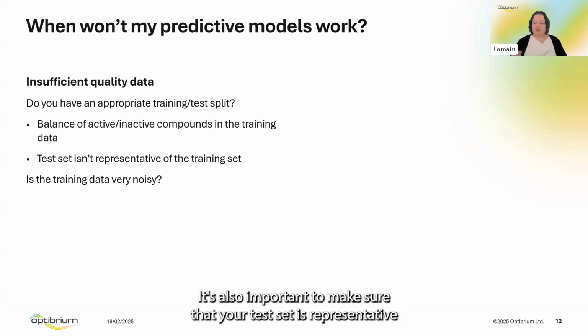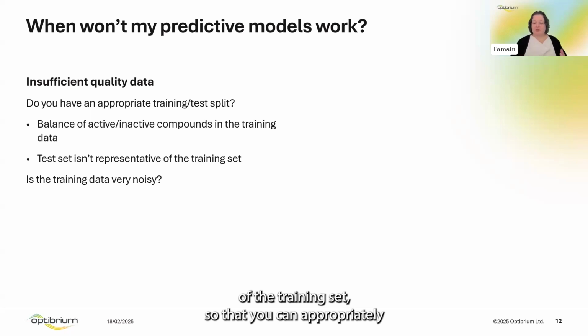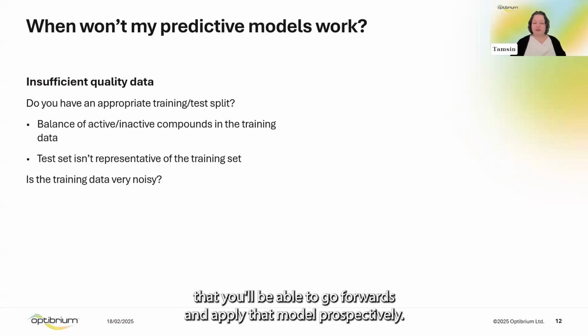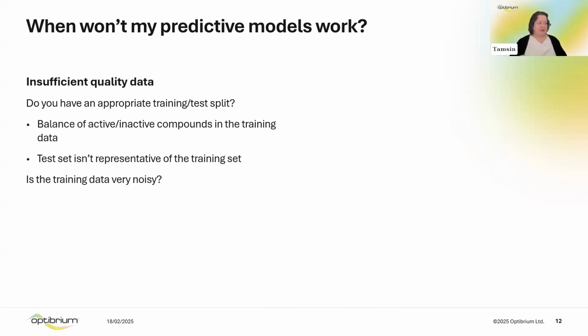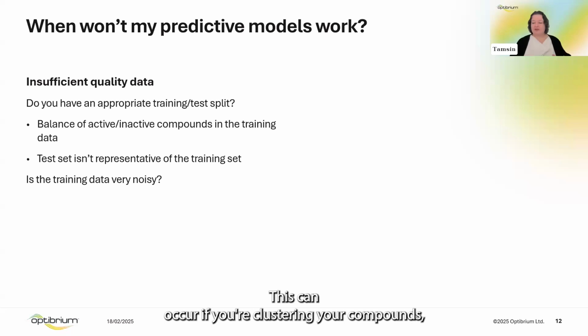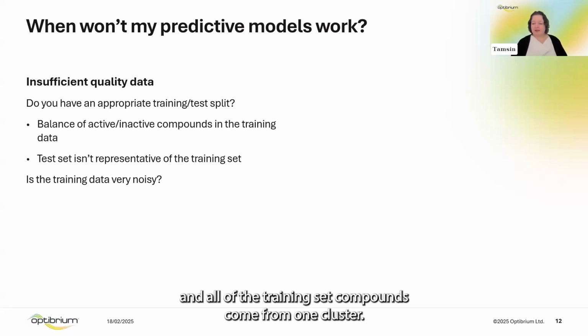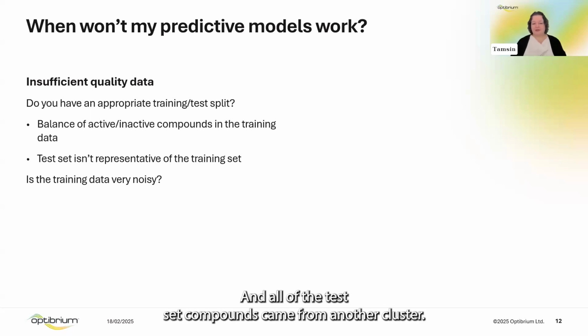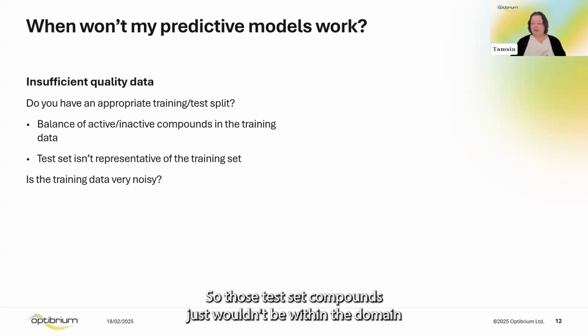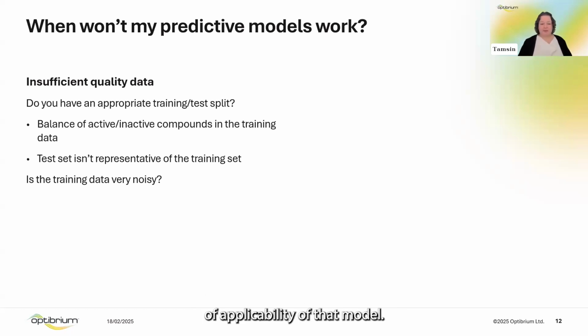It's also important to make sure that your test set is representative of the training set so that you can appropriately carry out that validation and have the confidence that you'll be able to go forwards and apply that model prospectively. This can occur if you're clustering your compounds and all of the training set compounds come from one cluster and all of the test set compounds came from another cluster. And so those test set compounds just wouldn't be within the domain of applicability of that model.